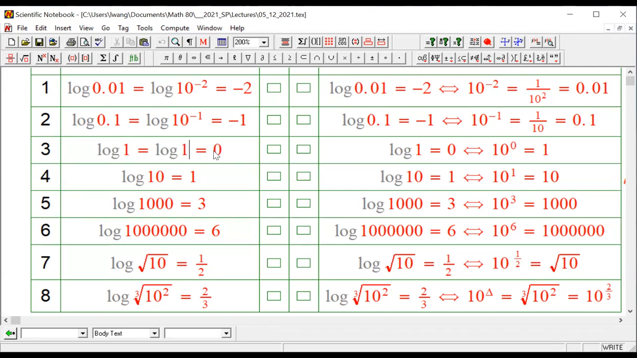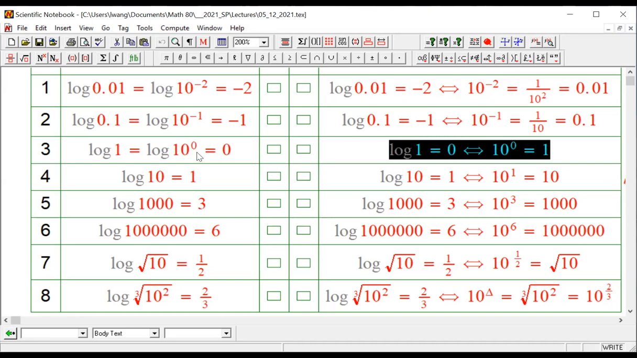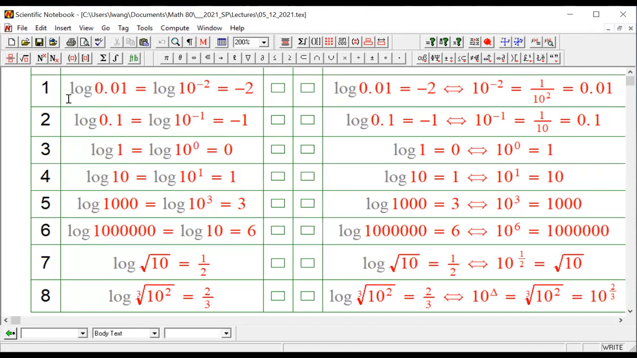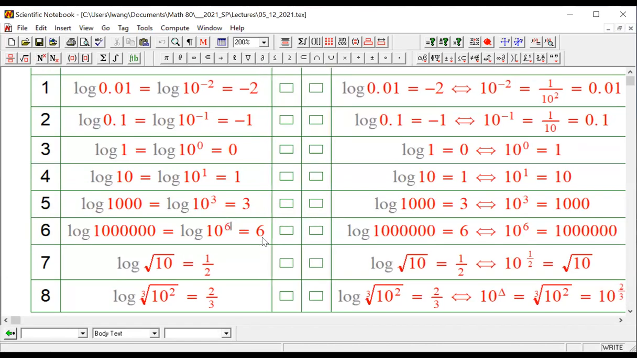Now, log 1 is log 10 to the power of 0. So I just simply bring these answers over here. So the 0 is brought down. And that is log 10 to the power of 1 equals to 1. And over here is log 10 to the power of 3, that's 3. Do you guys see that? And this is log 10 to the power of 6. So the answer is 6. And this one equals to log 10 to the power of half.